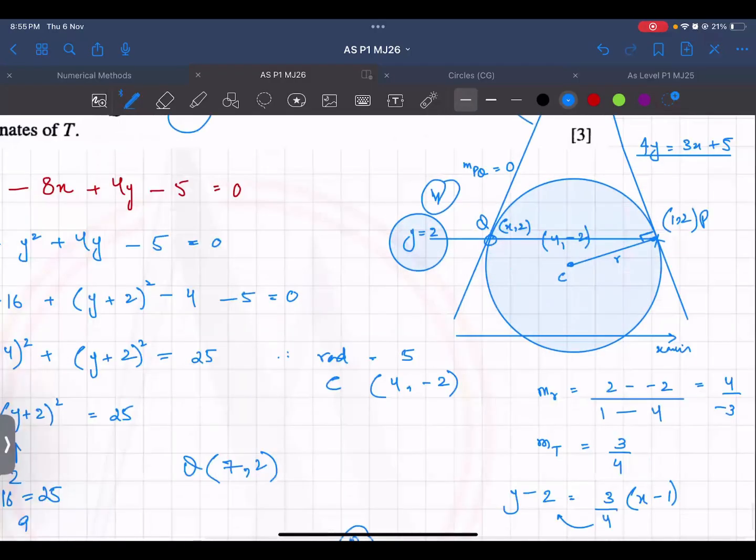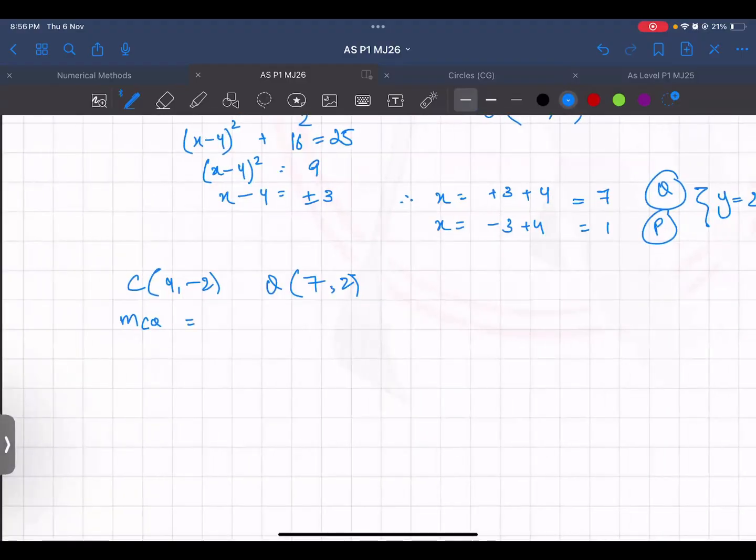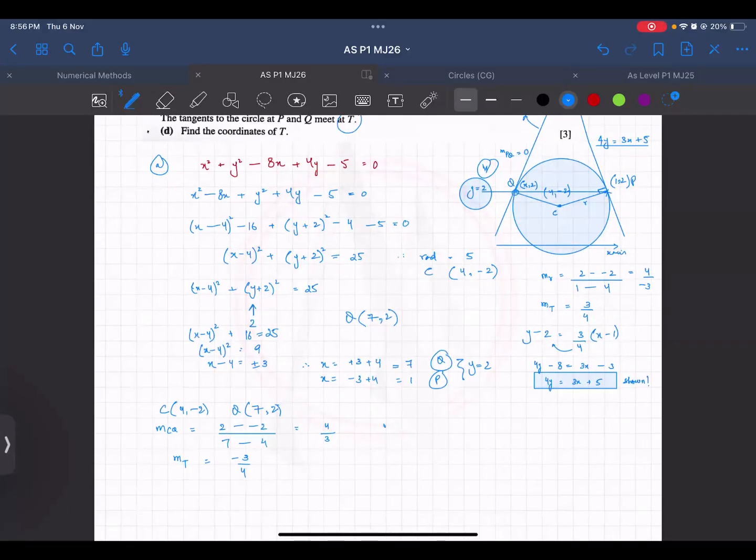So if you connect the center with Q, the gradient of CQ, C is (4, minus 2) and Q is (7, 2). So I can find the gradient between C and Q. So 2 minus minus 2 upon 7 minus 4. So this will be 4 upon 3. And so the gradient of the tangent will be negative 3 upon 4. Right? So now we have the gradient of the tangent and the point of tangency, which is Q.